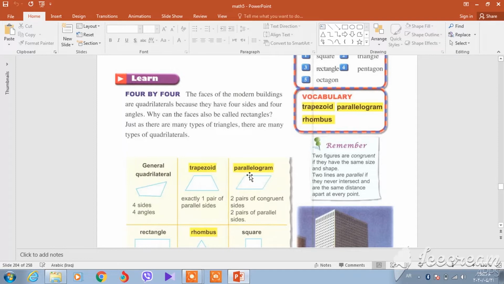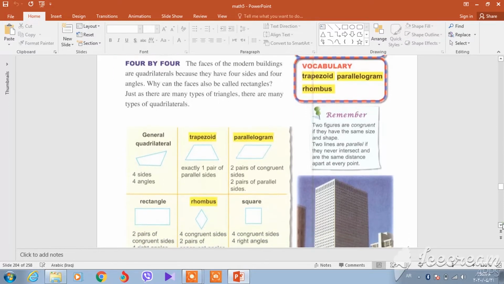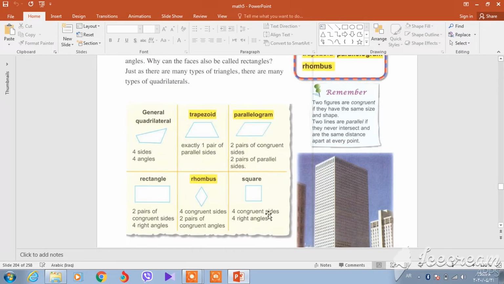In a parallelogram we have two pairs of congruent sides. This pair and this pair are congruent sides. Also both pairs are parallel sides. In a rectangle we have two pairs of congruent sides and four right angles. 1, 2, 3, 4. All of them are right angles.